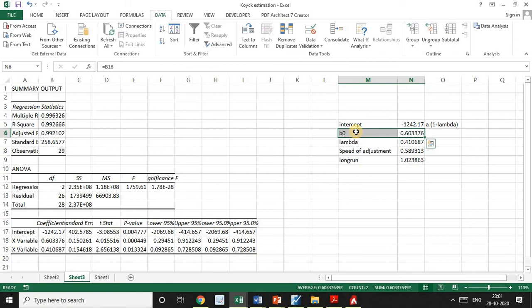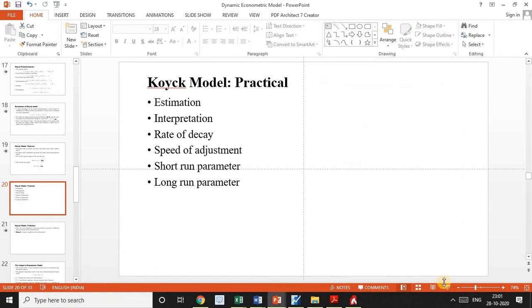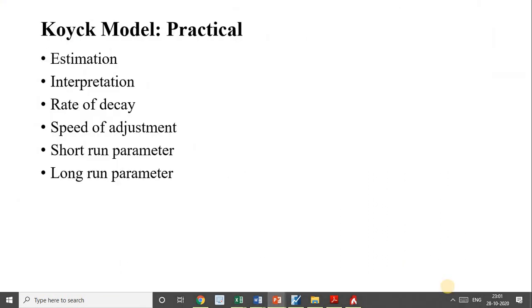So this is the way we can estimate this Koyck model using an example. By simply taking some data, we can estimate this Koyck model, find out the rate of decline, find out the speed of adjustment, and also find out the short run as well as long run parameters.